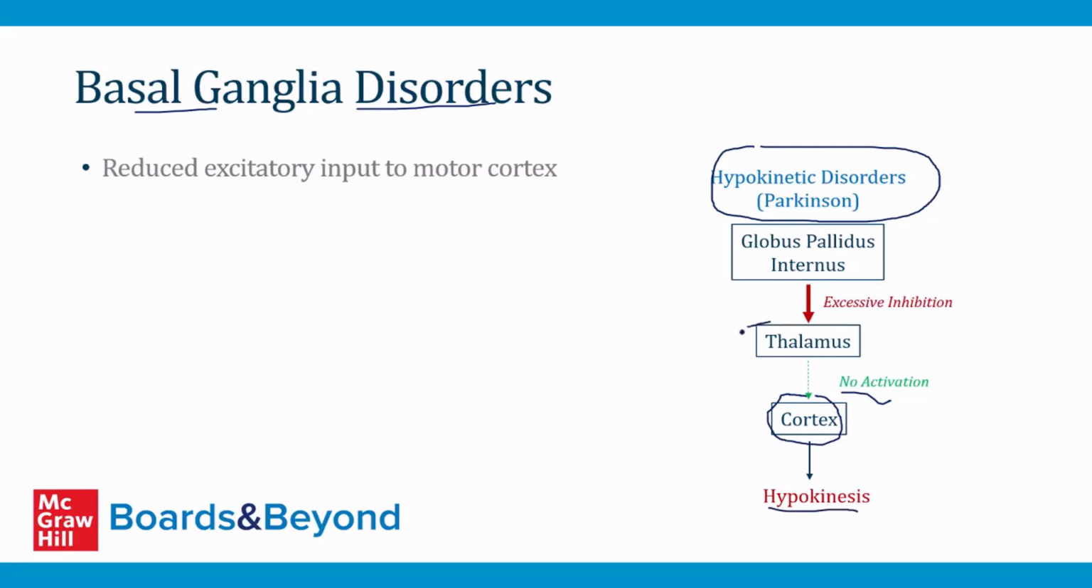And the reason the thalamus isn't activating the cortex is because it's being over-inhibited by the globus pallidus. And the reason the globus pallidus is over-inhibiting the thalamus is because you've lost those dopamine-producing neurons. And so once again, I go through all this in detail in the basal ganglia video, but the problem in Parkinson's disease is reduced excitatory input to the motor cortex to drive movement.